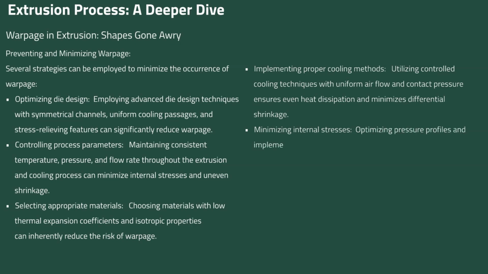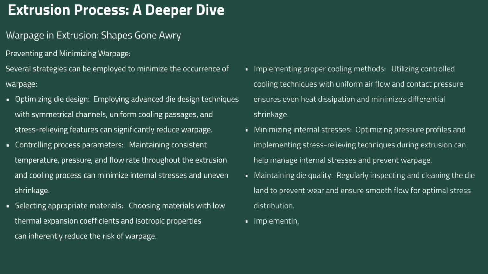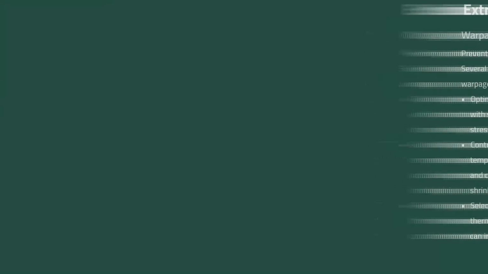Optimizing pressure profiles and implementing stress-relieving techniques during extrusion can help manage internal stresses and prevent warpage. Maintaining die quality: regularly inspecting and cleaning the die land to prevent wear and ensure smooth flow for optimal stress distribution. Implementing proper handling procedures: careful handling of the extrudate after exiting the die and during cooling can minimize additional stress and warpage.